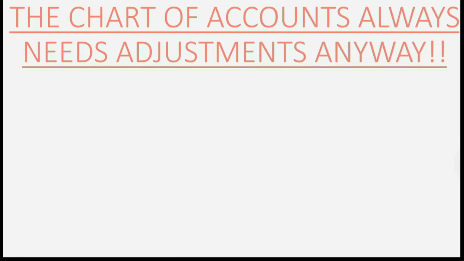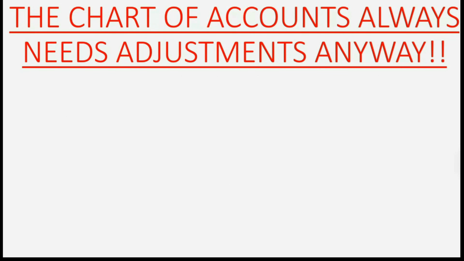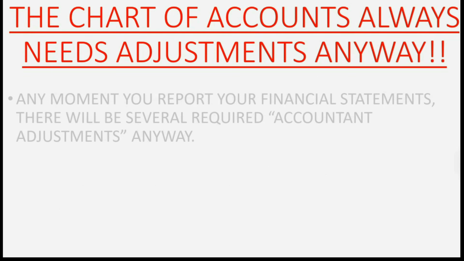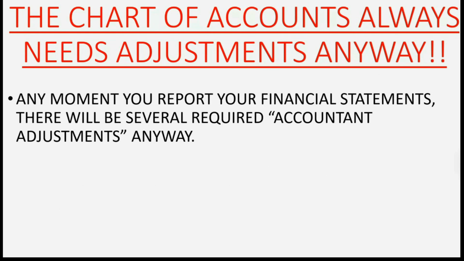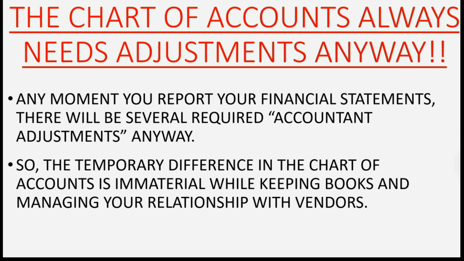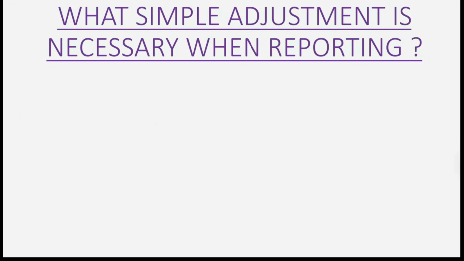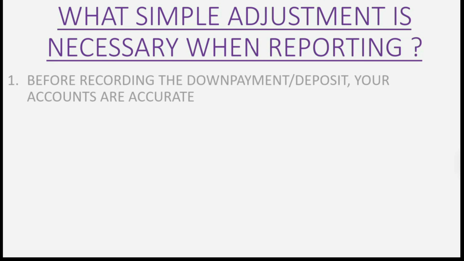But you see, the chart of accounts requires adjustments all the time anyway. Any moment you report your financial statements, there will be several required accountant adjustments anyway, and this will be simply one of them. So, the temporary difference in the chart of accounts is immaterial while keeping books and managing your relationship with your vendors. You see, all you need is a simple adjustment, and you only need the simple adjustment at the moment you make the financial statements.